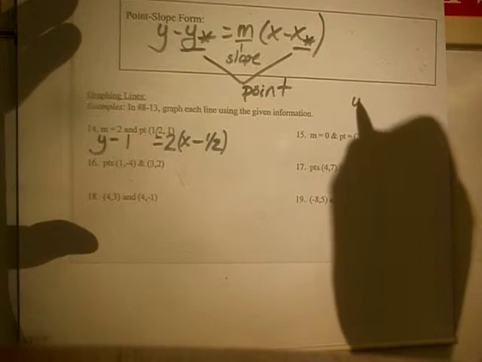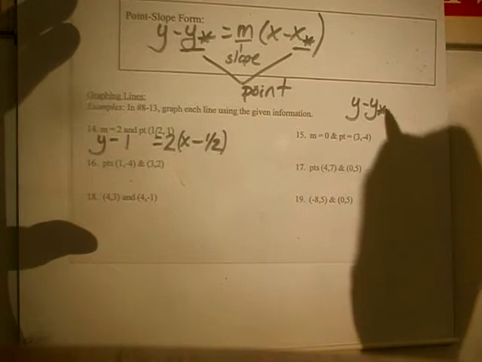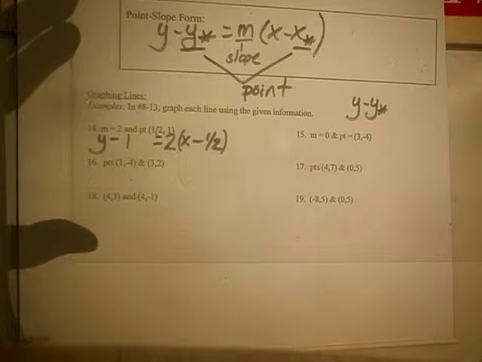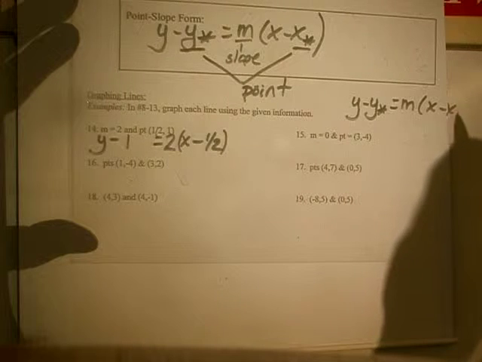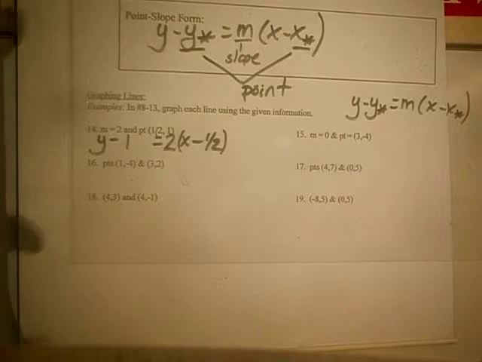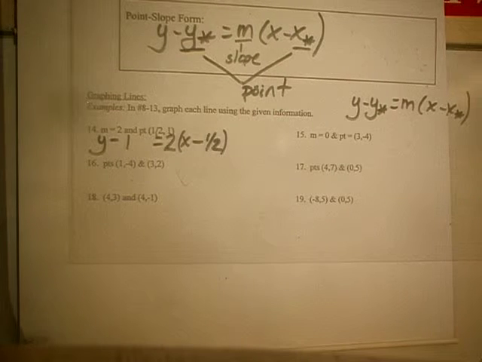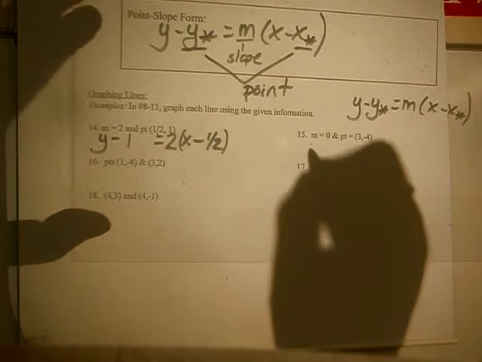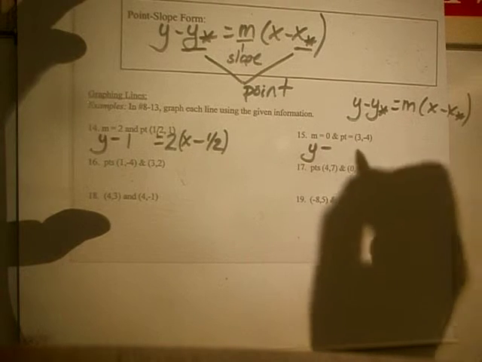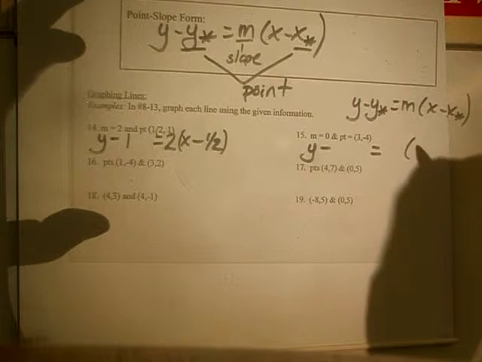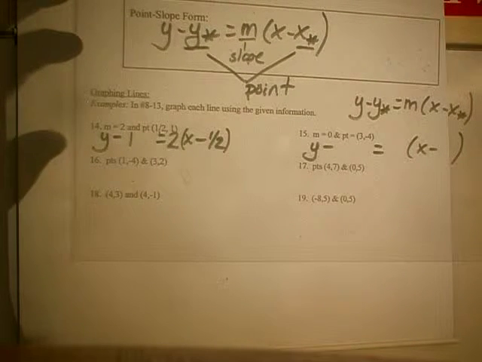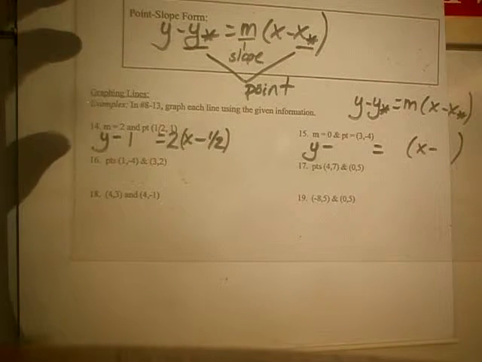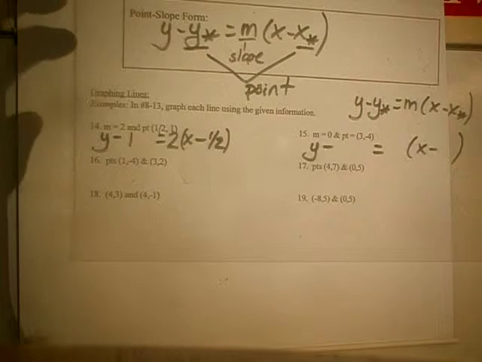Again, here's our equation. Y minus y star, that's where we're going to put one of the numbers, equals m times x minus x star. That's where we're going to put one of the numbers. So those stars tell us where our numbers go. And I always start these out by writing y minus and x minus. And now we have three numbers that we can put in there.